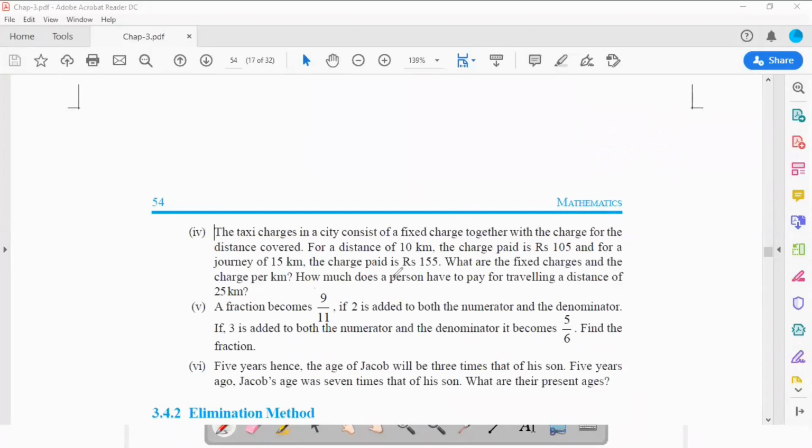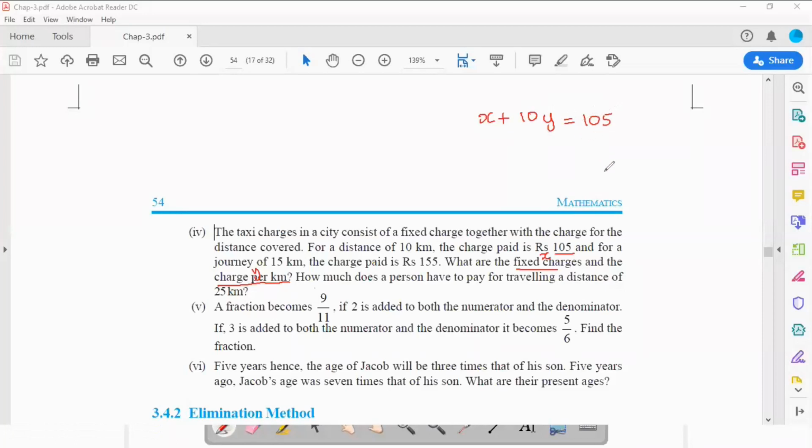So there's a fixed charge, a fixed minimum charge. That one we can take as X. Charge per kilometer we can take as Y. So when the person traveled 10 kilometer distance, he paid 105 rupees. That means the fixed charge plus 10 times the extra charge, the rate per kilometer, that is Y, we choose as Y. So that is equal to 105.